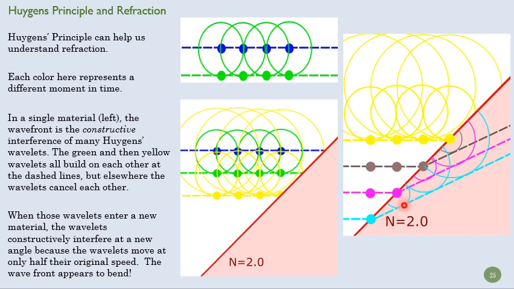Where are we constructively interfering? Now our constructive interference is along here. Okay, this is where our waves, little wavelets, are matching up and adding to each other. So now, instead of having this nice horizontal wavefront moving down, it appears that the wavefront has bent, right? What's happening is that our constructive interference has changed and sent that in a different direction. Okay, so that's why refraction happens, and that's how Huygens' principle can help us understand what's going on in refraction.